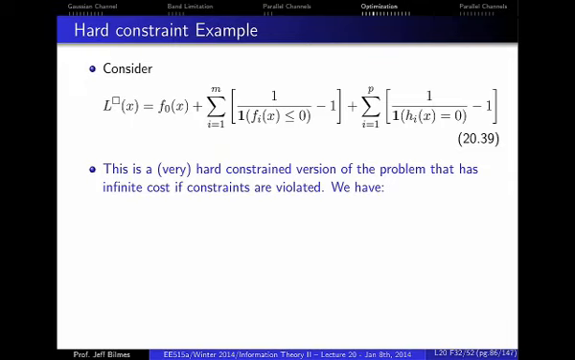And so if you were to, for example, take the minimum over x in 20.39, any solution x that violates the constraint would never be a minimum because you'd always get infinity. So right away you just satisfy the constraint. So it's an unconstrained version of the optimization problem.